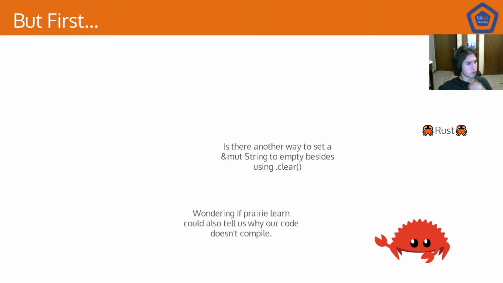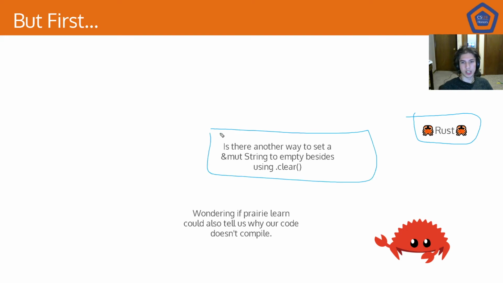But first, before we get started, let's discuss some comments. Of course, the Rust crab emoji will always be put on lecture. That's always fun. Is there another way to clear a string, a mutable string reference, besides using the clear keyword? So, okay, the answer is yes. This question is effectively the exact same as, is there any other way to clear a string that you own?